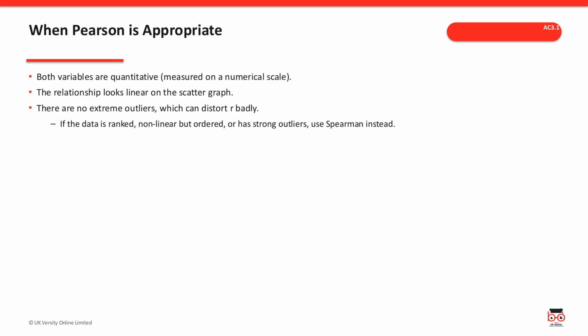Pearson isn't always the right tool, so check 3 things. Both variables should be quantitative, measured on a real numerical scale. The scatter should look genuinely linear, and there shouldn't be extreme outliers because they can distort R badly. If your data is ranked, or ordered but curved, or riddled with outliers, that's your cue to switch to Spearman instead.